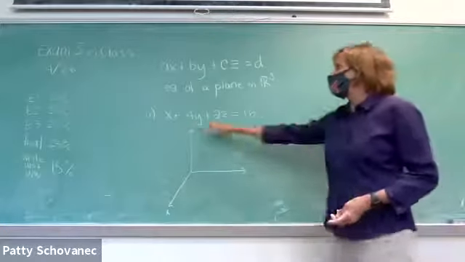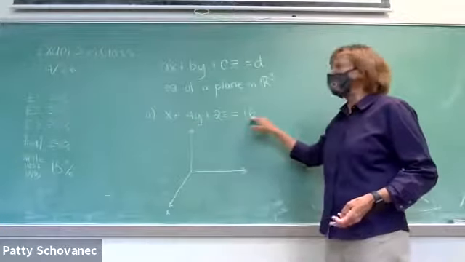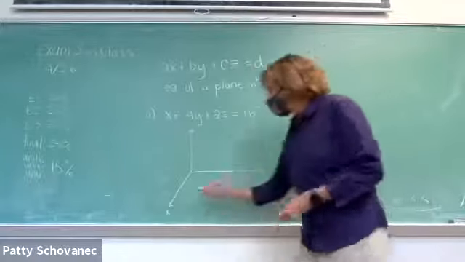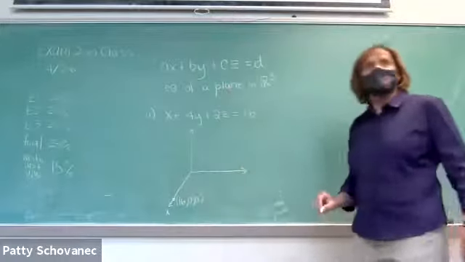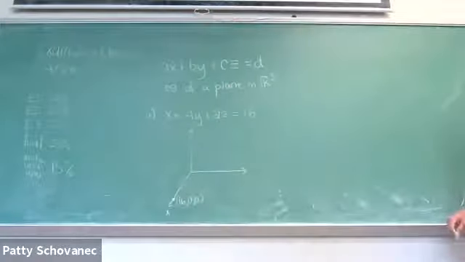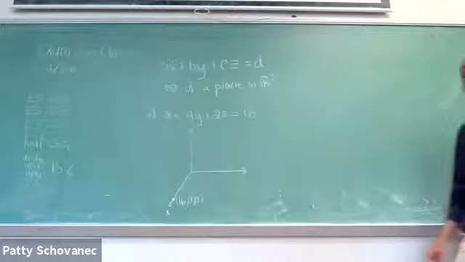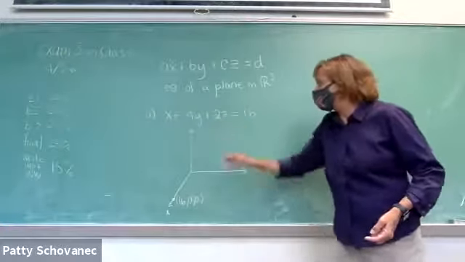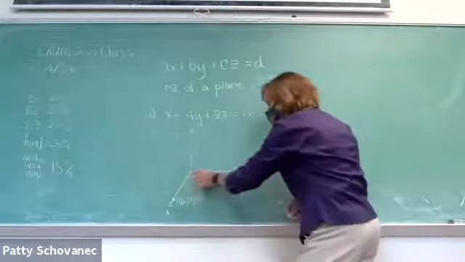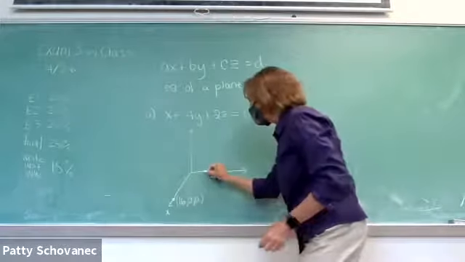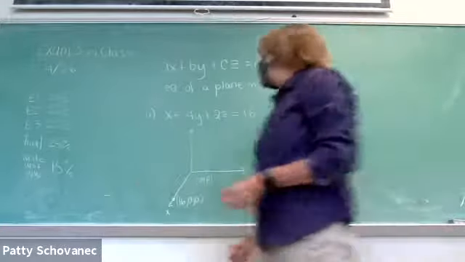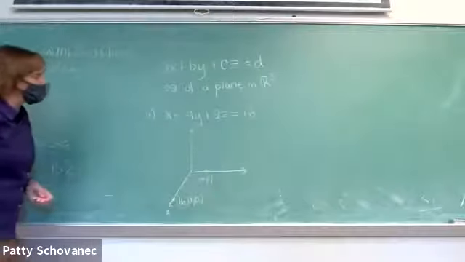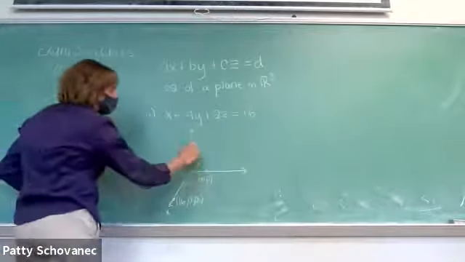So if y and z are both 0, this is going to cross the x-axis when x is 16. So let's put the point (16, 0, 0) right there. When x and z are both 0, that means it has a y-intercept of 4. Put 0 in for x and z, solve for y, and you get y as 4. So if that's 16, 4 is about here. And then when x and y are 0, z is going to be 8. So if that's 4, then that's 8.